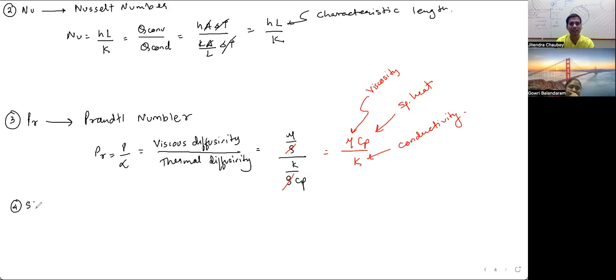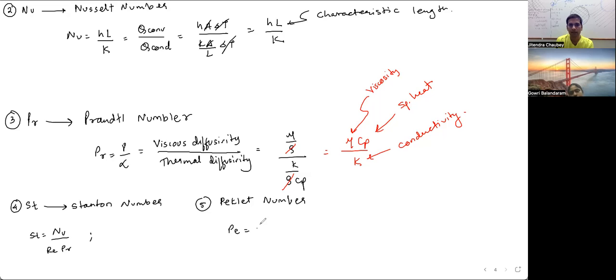Okay. The number is ST, that is Stanton number. Stanton number is, I think, Nusselt number upon RE PR. These are not required, but just for the sake of knowing them, it is the relationship with Nusselt, RE and PR. And then the fifth number is Peclet number. Is it pronounced Peck or Pek? I don't remember. I think it is Peclet number, denoted by PE. It is RE PR.